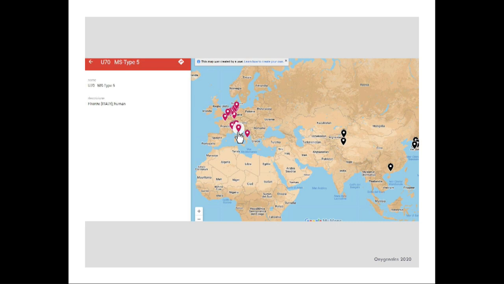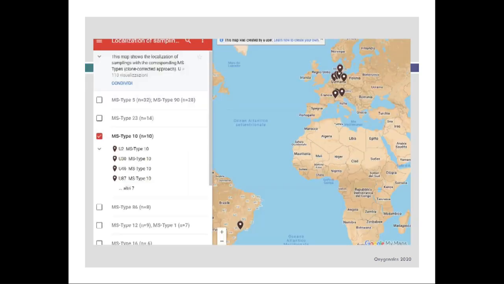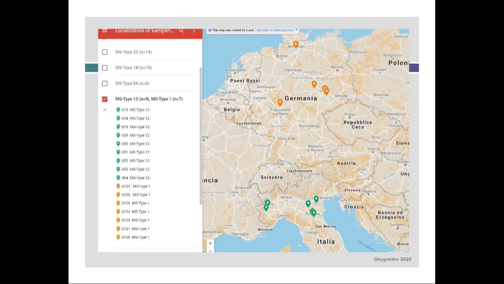The Google map is interesting also because it allows the user to see more data about the single samples. If you want to know more about one of the samples, you just have to click on it. And on the left, you can see information about the sample. In this case, for example, the isolate was collected in Firenze, in central Italy, from a human being. Next one, please. Proceeding with other examples, we can see MS type 10, and from this visualization, you can see that it is distributed in Europe, but we have also found an isolate in Brazil. Next one, please.